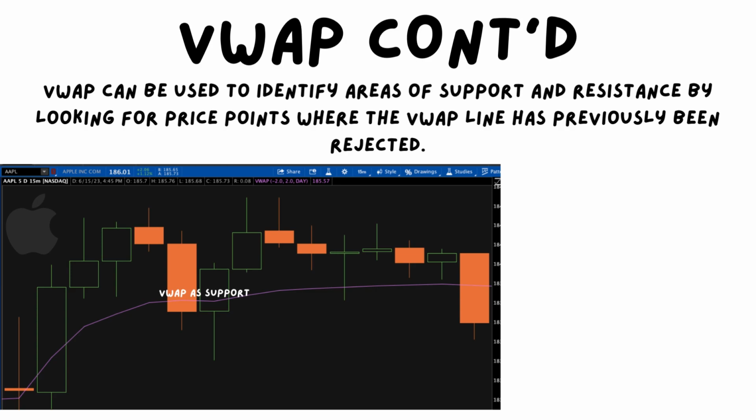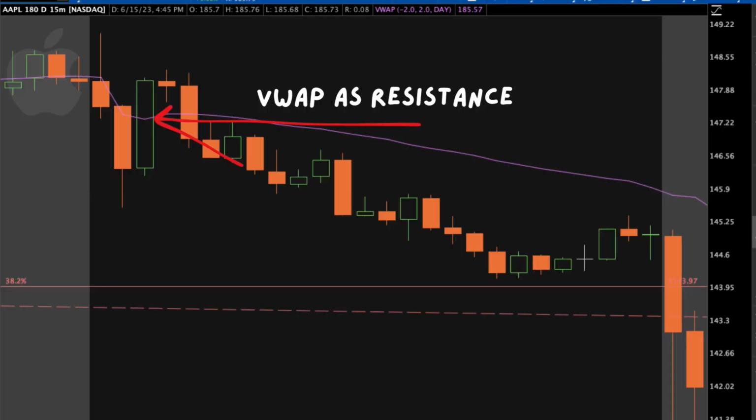VWAP can be used to identify areas of support and resistance by looking for price points where the VWAP line has previously been rejected. For example, if the VWAP line has previously been found to act as a support level, then traders may look to buy a security when the price falls to that level. Conversely, if VWAP has been used as a resistance level, then traders may look to short the security when the price rises to that level.